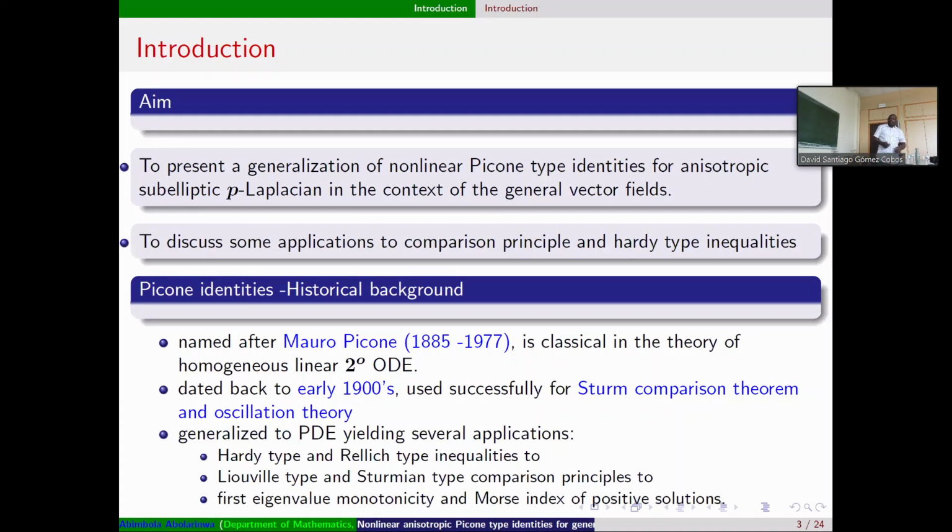Because of that, the identity is very simple, but so powerful because it can handle so many problem models, from ordinary differential equations to partial differential equations, even systems. And because of that, we have a lot of generalizations and extensions to partial differential equations. Some of its applications are Hardy type inequality, Rayleigh type inequality, Liouville theorem, Sturm type comparison principle, monotonicity of eigenvalues, existence, non-existence, uniqueness of eigenvalues, and so on and so forth.